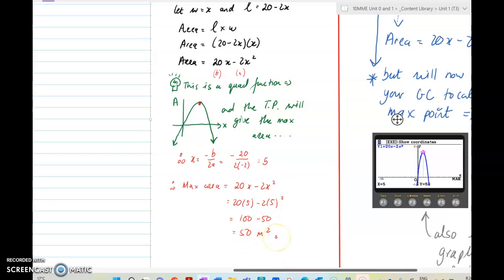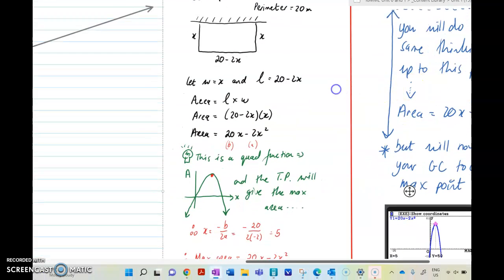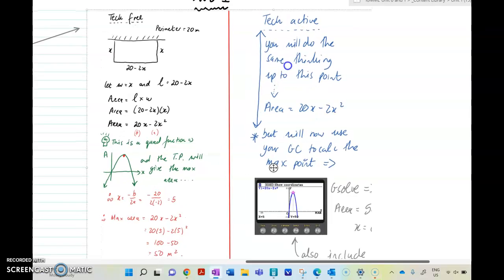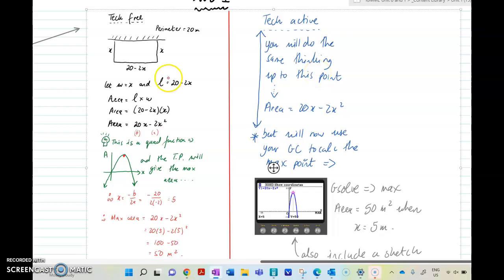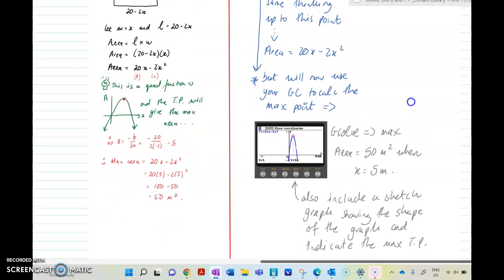Okay, so what will it look like if this was in a tech active paper? Initially, your thinking will be exactly the same. You'll have to start by sketching it out, define the variables, write down the formula for area, substitute, and get up to your quadratic equation. So you're going to get up to this point, it's the same. But because you've got your graphics calculator, you now do not need to follow an algebraic approach.